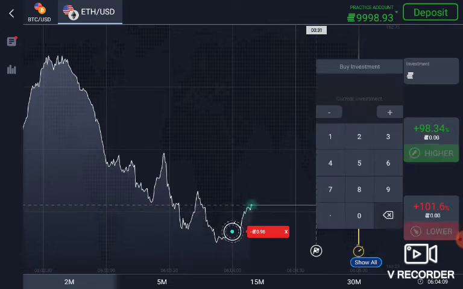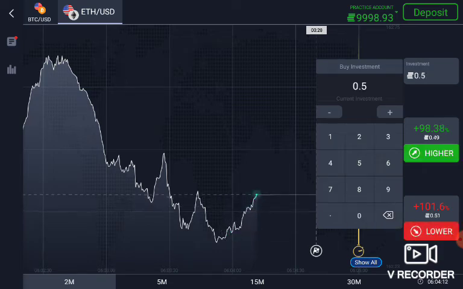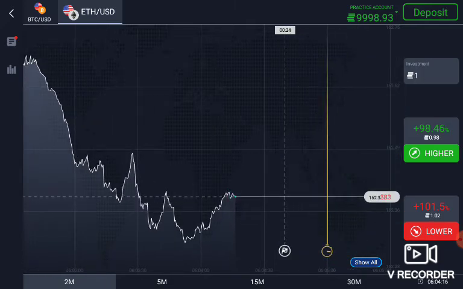Now, if you want to minimize your risk or your loss, then you can come in here and you can trade with a lot less margin, a lot less exposure.